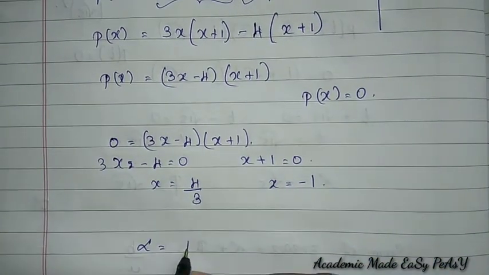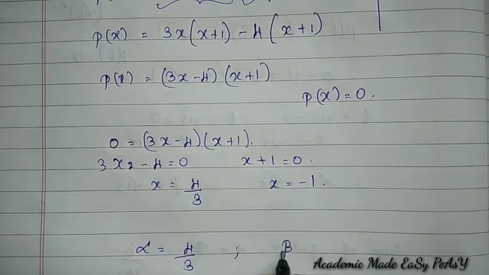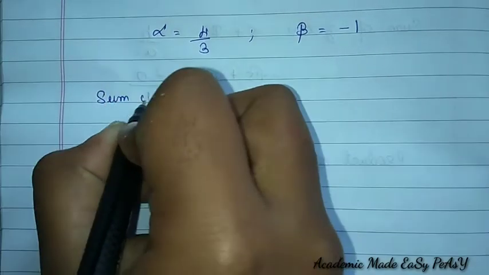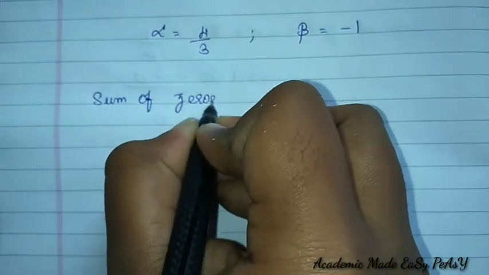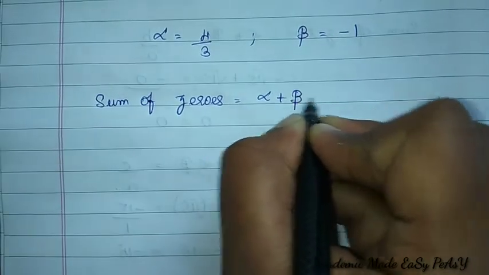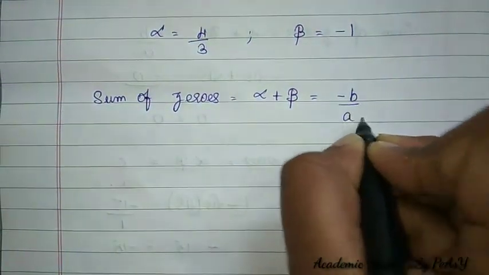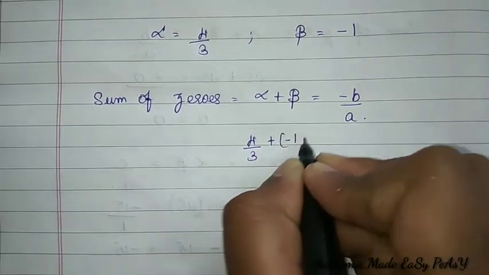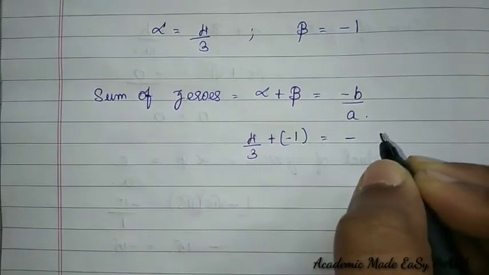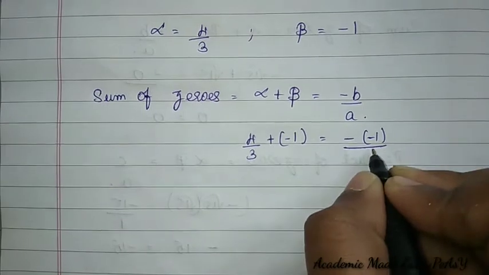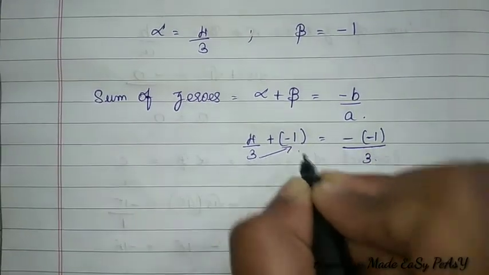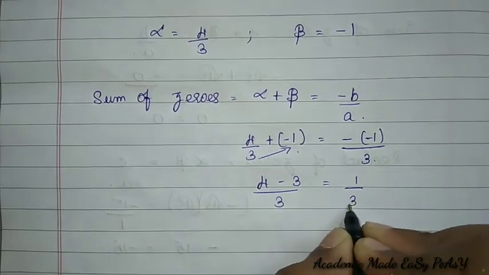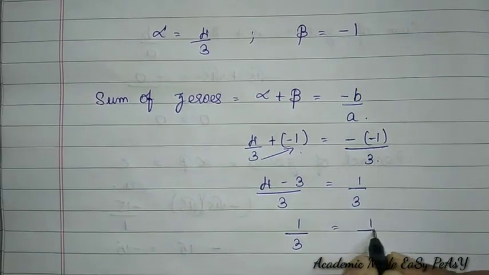So alpha is equal to 4 by 3 and beta is equal to minus 1. Now I will be verifying the sum of zeros. Sum of zeros is equal to alpha plus beta, which is minus b by a. So alpha is 4 by 3 and beta is minus 1, is equal to minus, what is my b? Minus 1 divided by a, which is 3. Now I will be taking LCM. So 4 minus 3 divided by 3 is equal to 1 by 3. So 1 by 3 is equal to 1 by 3.